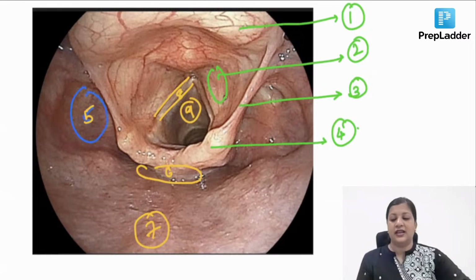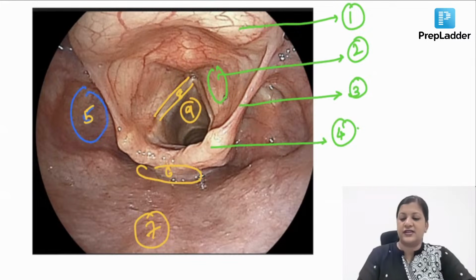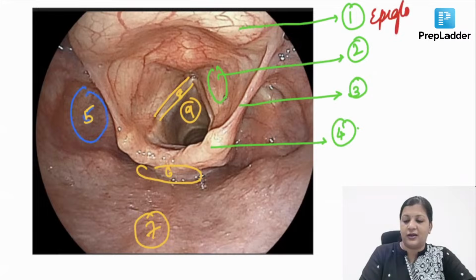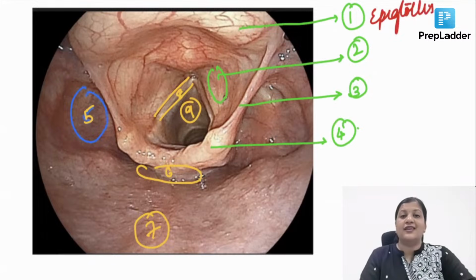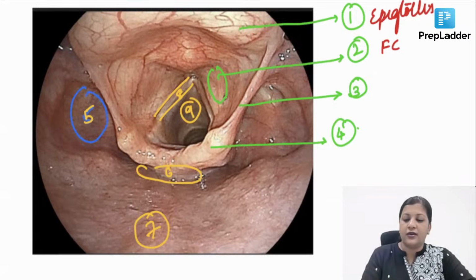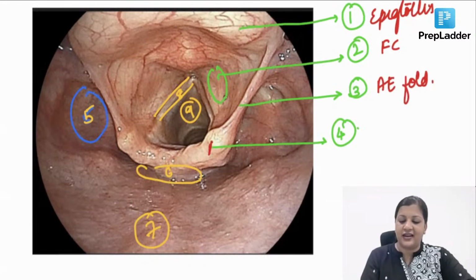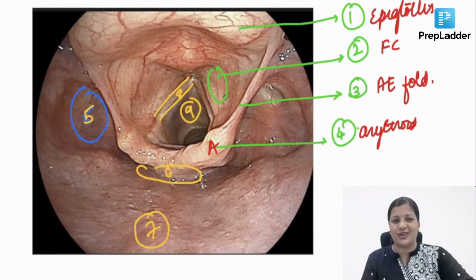Good. First is nothing but your epiglottis. What we see here, 2, is nothing but your false chords which lie above the true chord. So these are your false chords which are lying above the true chords. What you're seeing, 3, is nothing but your aryepiglottic fold. So you have a fold connecting the arytenoid to the epiglottis. So 4 is your arytenoid and that is connecting to the epiglottis. We call it the aryepiglottic fold.